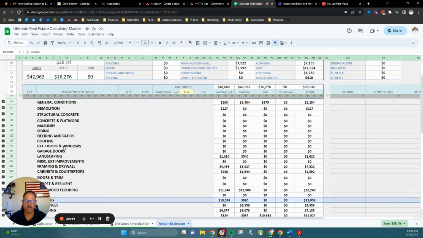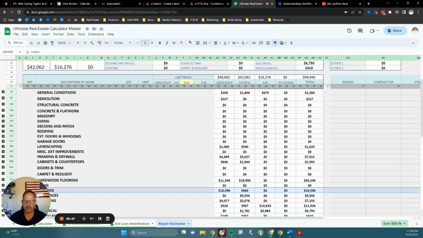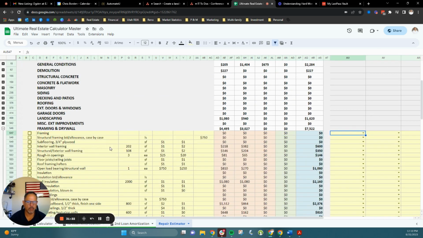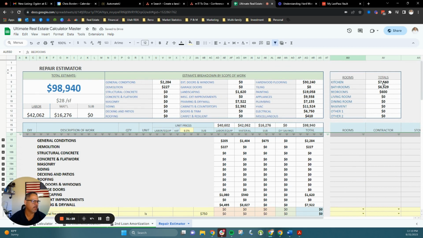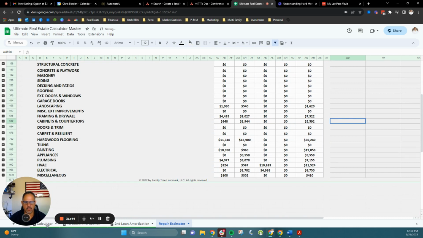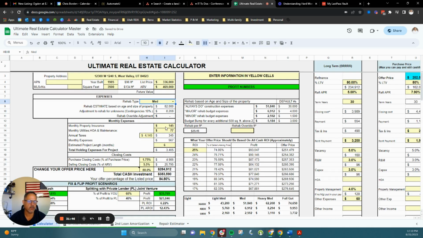So if we go to framing and drywall, now I can see the cost breakdown by room type. I can do that as well, right? I can just add a room type here, and then you'll see that gets added to the overall cost of the room. So I can have a good breakdown by room. I can have a good breakdown by scope of work or the type of work that I'm doing in the property. And again, all of this would get fed back to the calculator here.